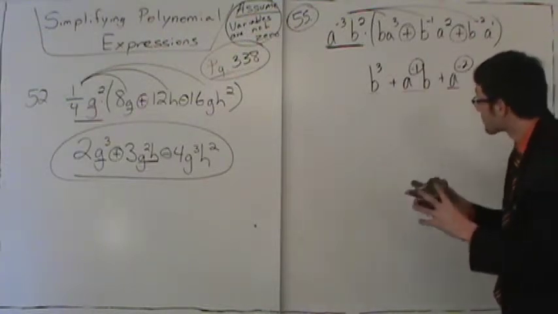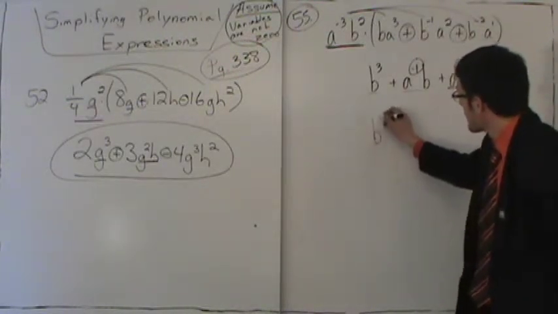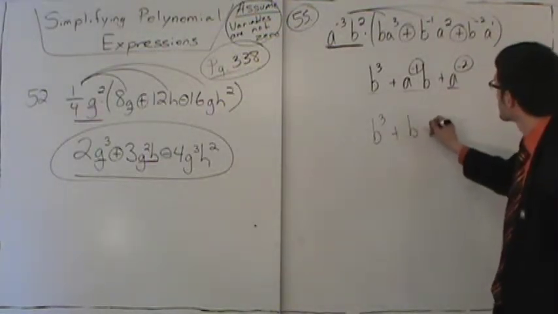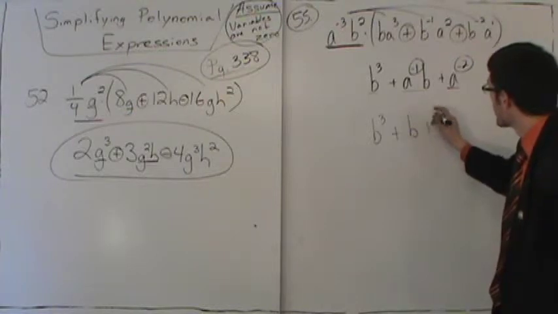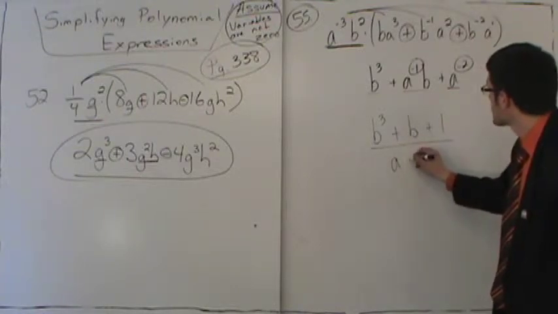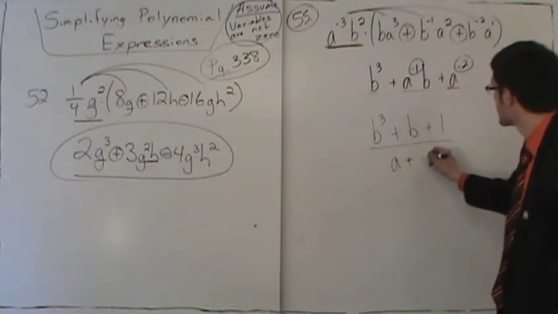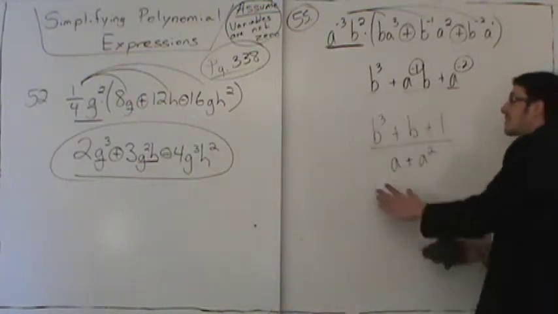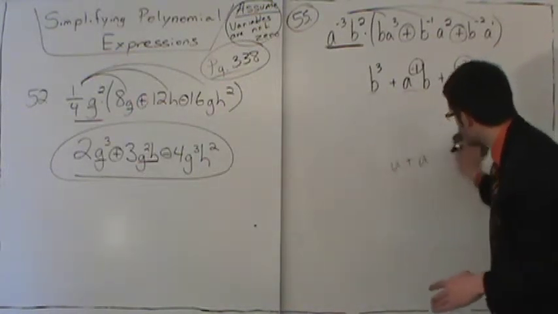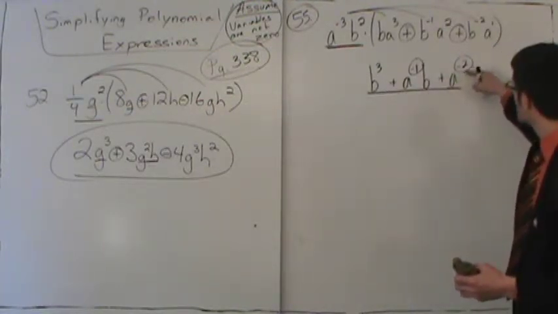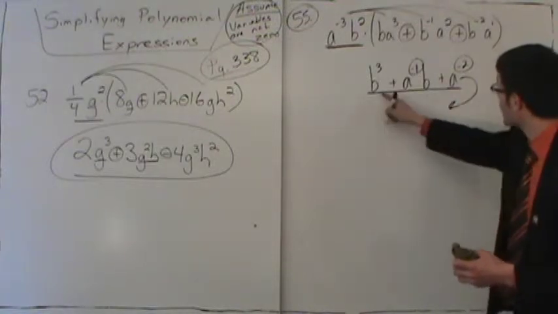Okay, now, if you wrote B to the third plus B over, I don't know, I see a lot of students do this, I get all kinds of stuff, plus 1 over A, or A plus, I don't even know what to write here, A squared. This is completely wrong, completely wrong. Okay, don't make this mistake. Does the A to the negative 2 move to the bottom of the whole thing?